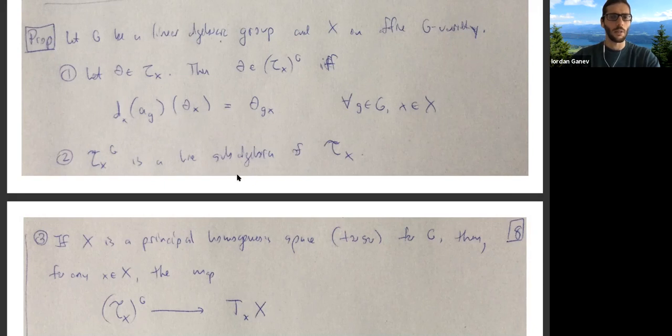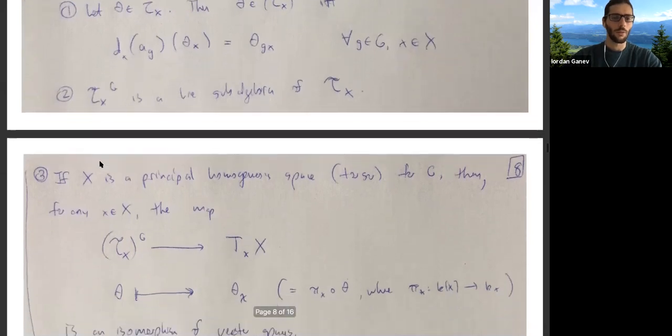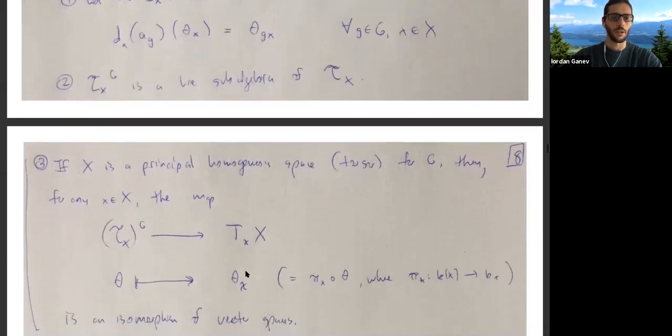And the second claim is that the equivariant vector fields are a Lie subalgebra of all vector fields. And the third claim is that if X happens to be a principal homogeneous space, so a torsor for G, then the equivariant vector fields are determined by their value at a point. So if we take any equivariant vector field and evaluate it at a point, we get a tangent vector at that point, and that's an isomorphism.